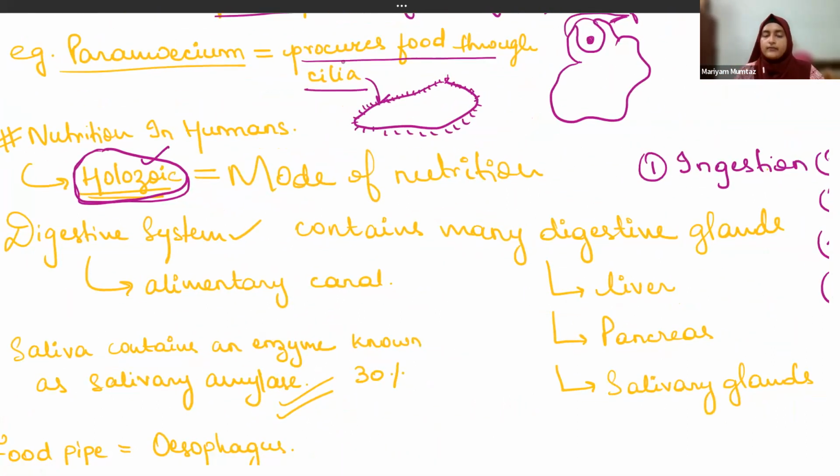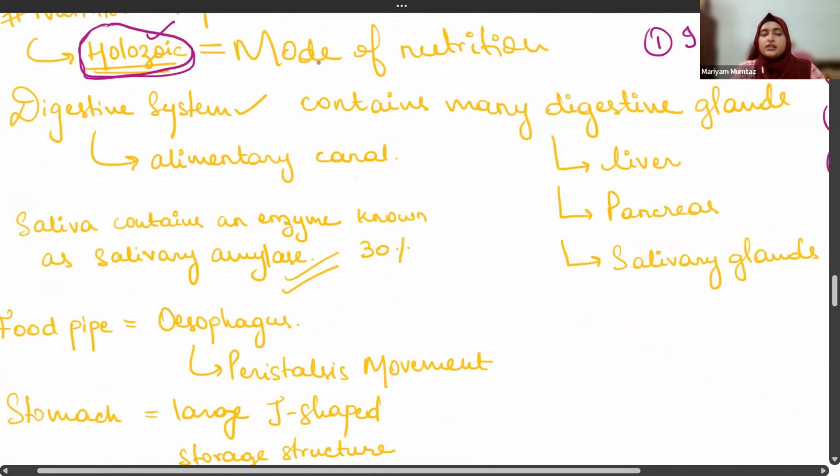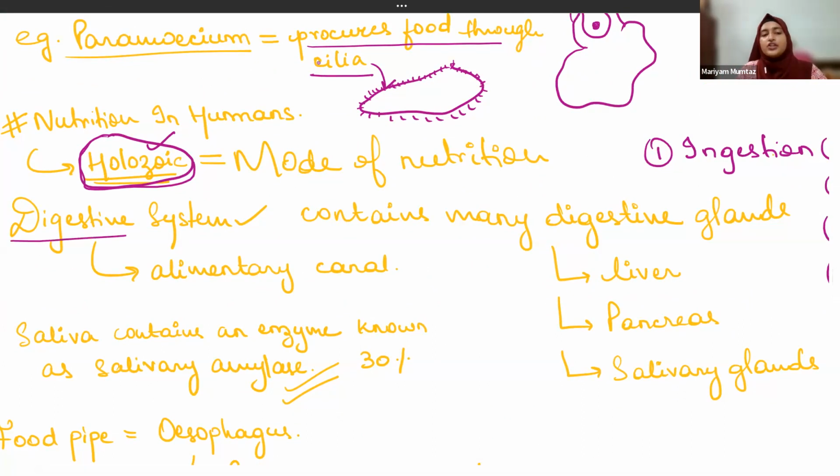Now you know why the nutrition in humans is known as holozoic. For the process of getting nutrition in humans, we have a proper functioning digestive system in our body, and this digestive system contains many digestive glands. So in the digestive system, digestive glands are present.